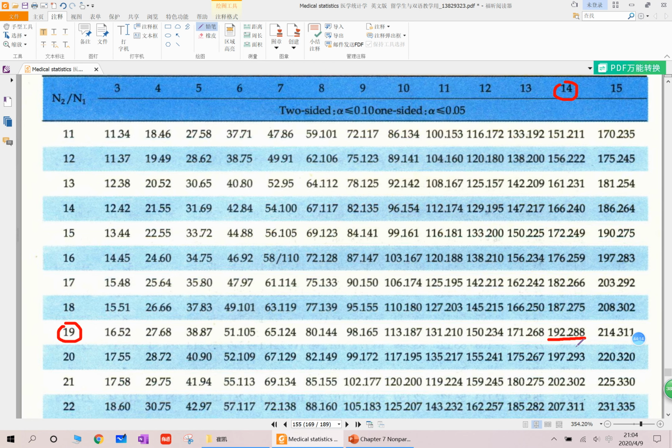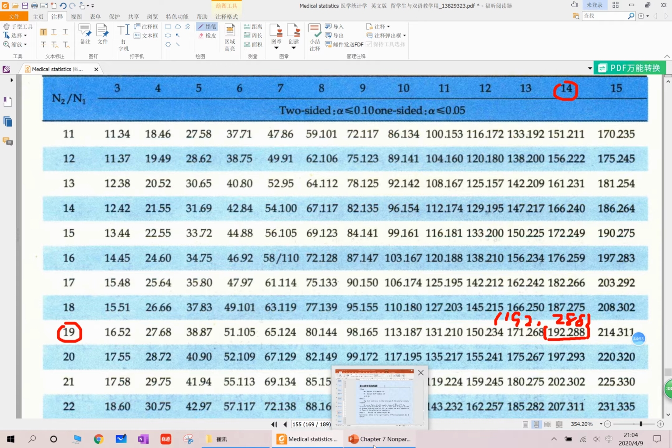But please notice that there is still a printing error in our textbook. This is not a number of 192.288. This is not a number. This is a range actually. This dot should be a comma. So this is a range from 192 to 288. This is the critical range.